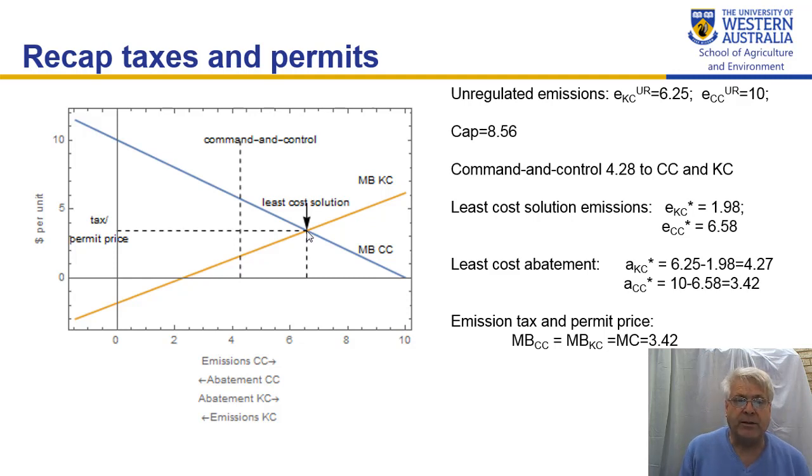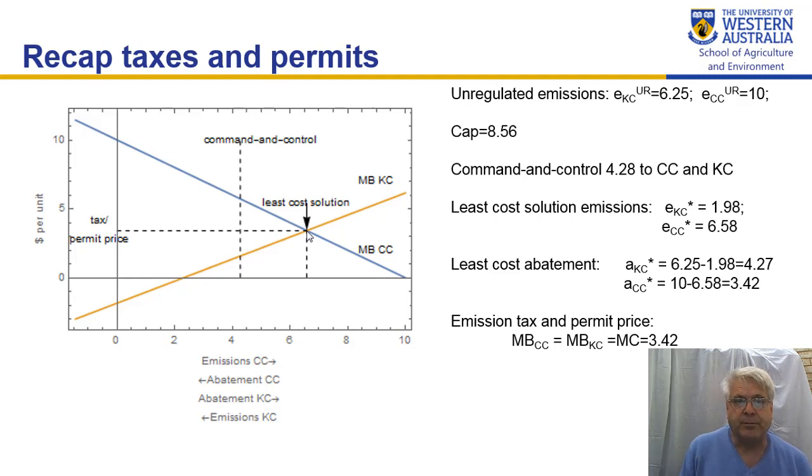With the permit market, then what has to happen is that KC has to sell permits to CC, but through the permit price, they'll end up at the same solution as with the tax, so at the least cost solution. And that's the point where CC doesn't want to buy any more permits, and KC at the permit price doesn't want to sell any more permits. So we have a market equilibrium.